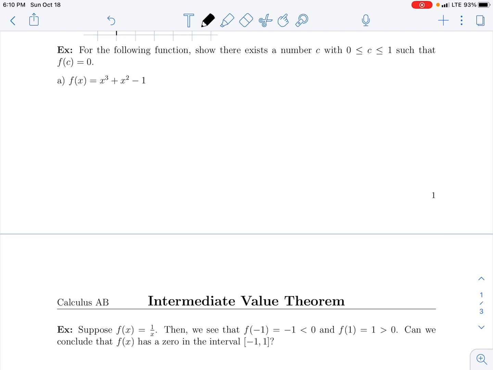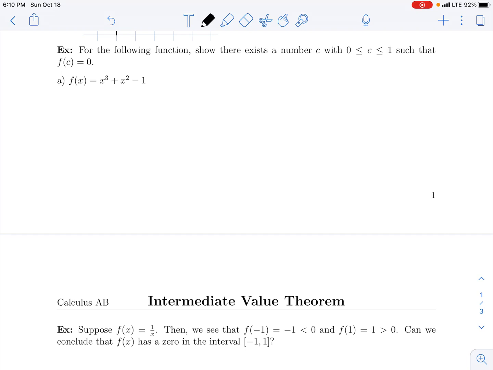Okay, so in this example, I want to, for the following function, show there exists a c with 0 is less than or equal to c is less than or equal to 1, such that f of c is equal to 0. So I want to show there exists some c in between 0 and 1, such that f of c is equal to 0. And so this alerts you to use the IVT.